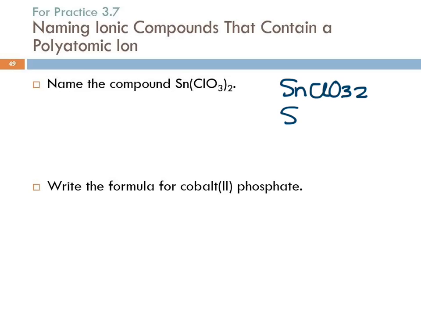And we're also not going to do SnCl2O6, because now it's really hard to see what that polyatomic ion is. So we're not going to do either one of those. What we're going to do is we're going to put parentheses around the polyatomic ion and put on the outside how many of those that you have.